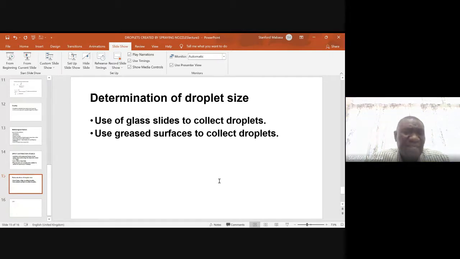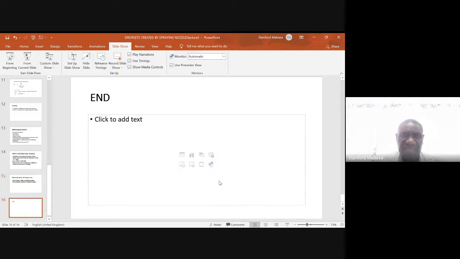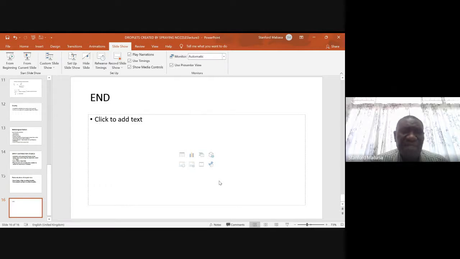So let us look at the determination of droplet size. You can use glass slides to collect droplets so that you can take measurements if you want. You can also use a greased surface to collect these droplets. So this is it on the droplets created by the nozzles. So let me stop sharing this slide.